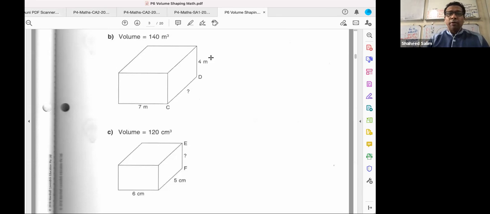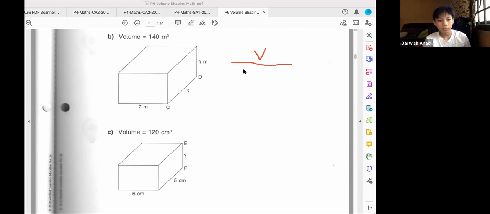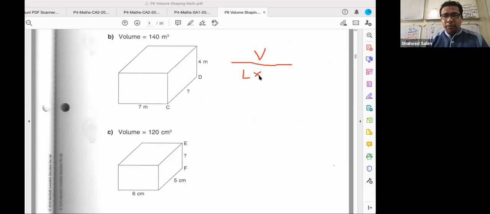Okay, we have to go down very, very soon, because they say you cannot leave students alone in the classroom doing nothing. Dawish, what's the answer for B? Just tell me now. And C?